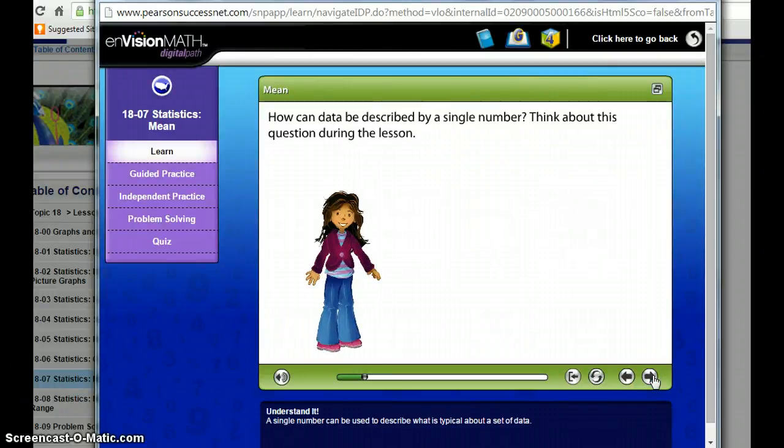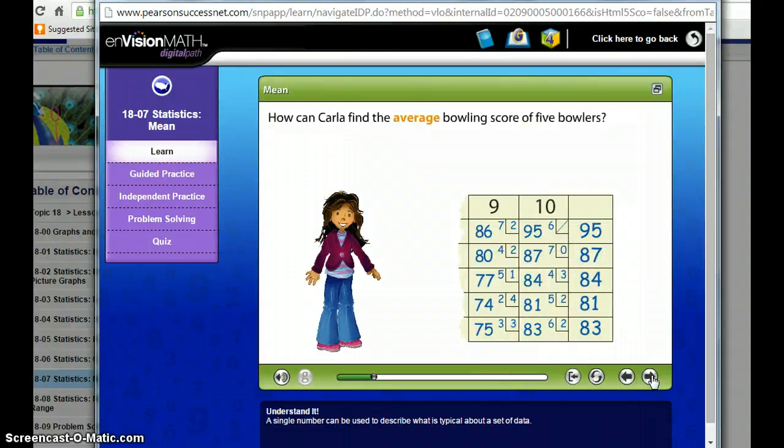How can data be described by a single number? Think about this question during the lesson. How can Carla find the average bowling score of 5 bowlers? Remember, average and mean are the same thing.